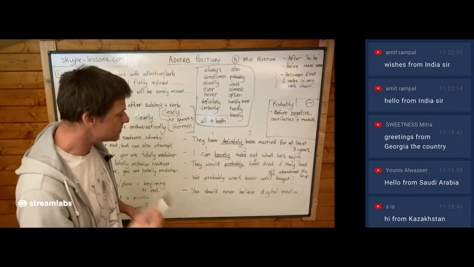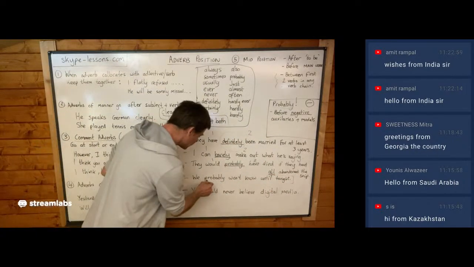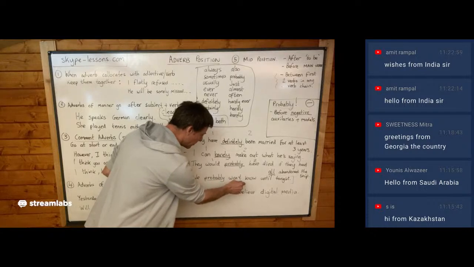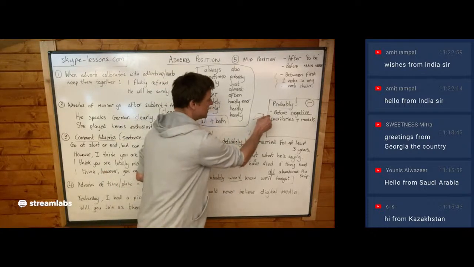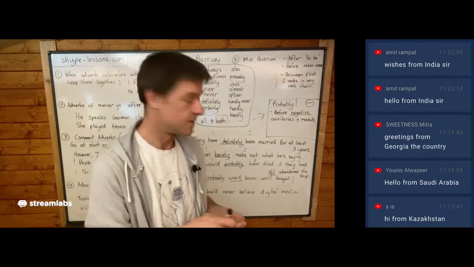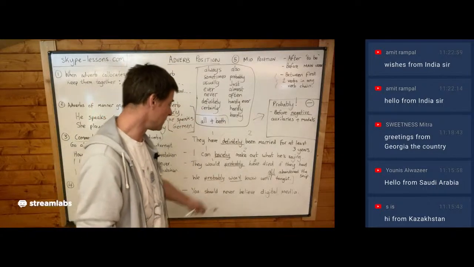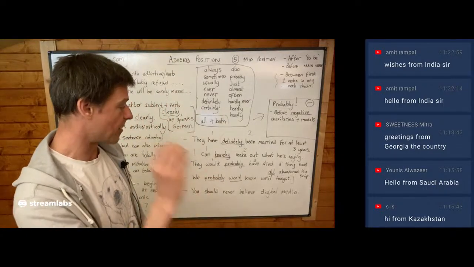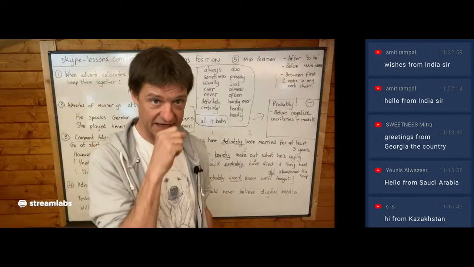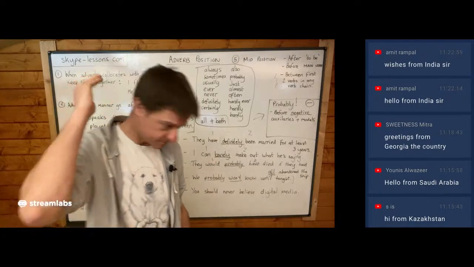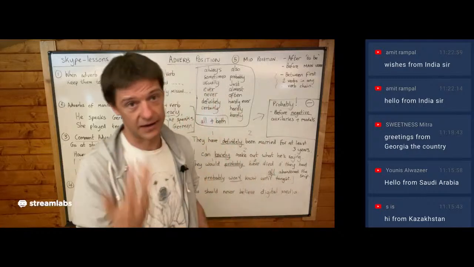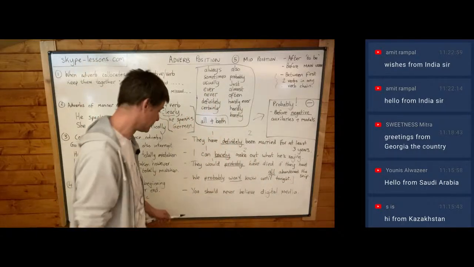Okay, "we probably won't know until tonight." Notice that "probably" now goes before the modal, and it's because we've got a negative modal. This is the exception I'm trying to show you. If we change it to "will", it becomes "we will probably know later tonight." We will probably know later tonight, but we probably won't know until tonight. Yeah, you can see the difference.